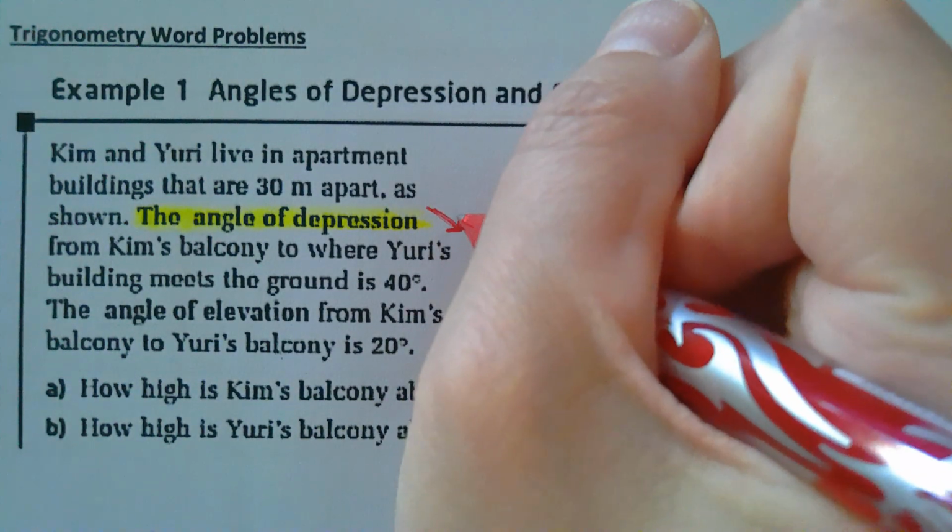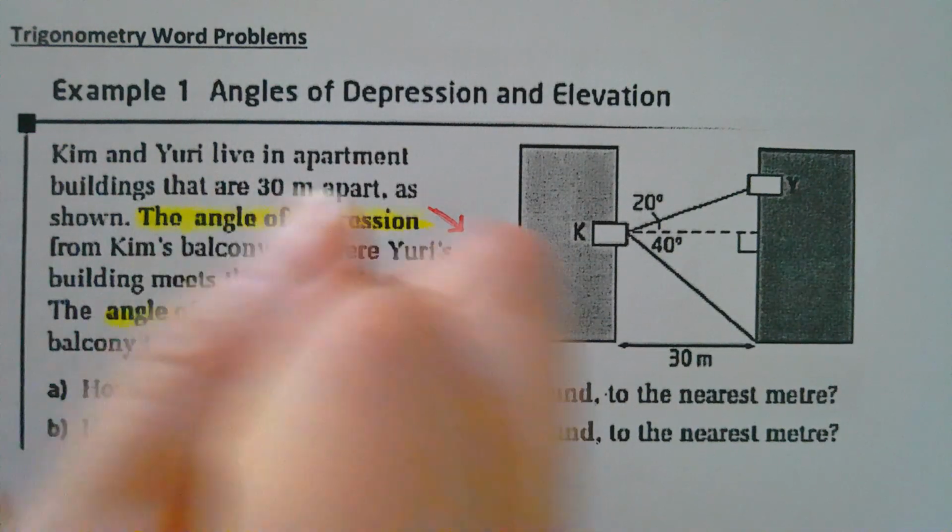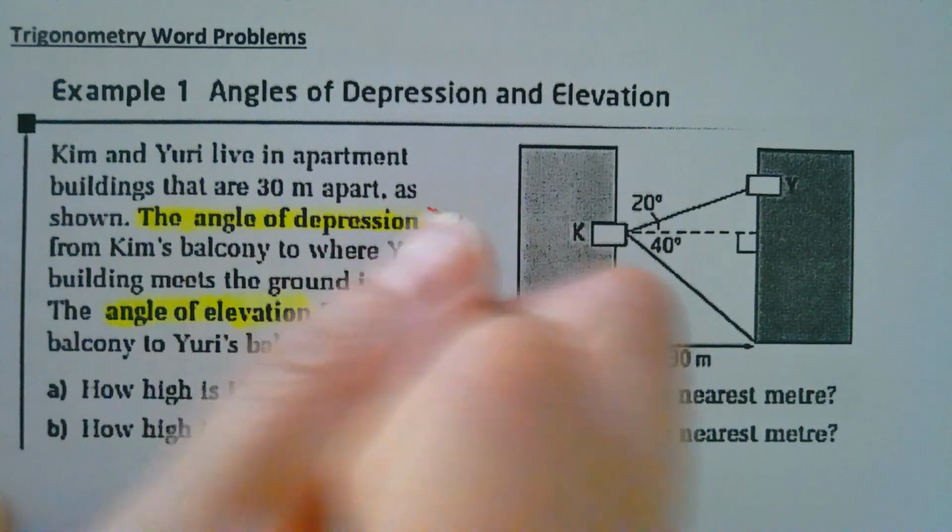What's the one that when you look up? Oppression. There's no such word. Elevation, right. So angle of depression, looking down. Angle of elevation, looking up. Alright, I'll put that on the test. Okay, looking up.